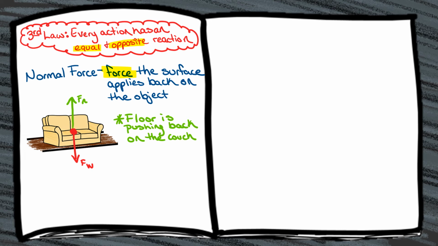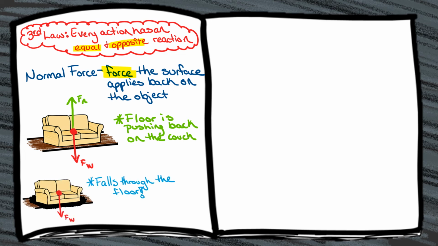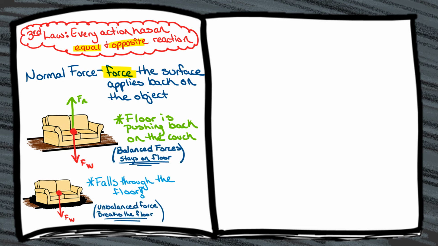Just think about it, Alex. If this wasn't the case, and the object's force weight was not balanced with a normal force, then in what direction would the object have to move? That's right, Alex. In order for the couch not to fall through the floor, it must be balanced in its vertical forces, which consist of force weight and normal force.